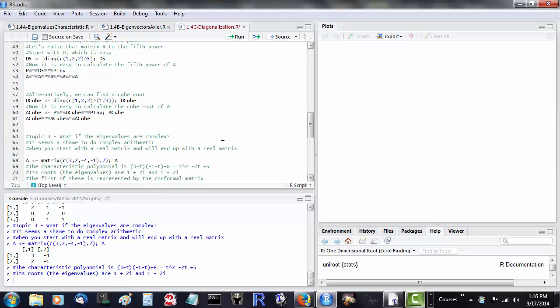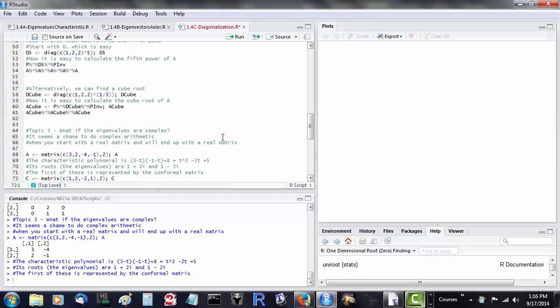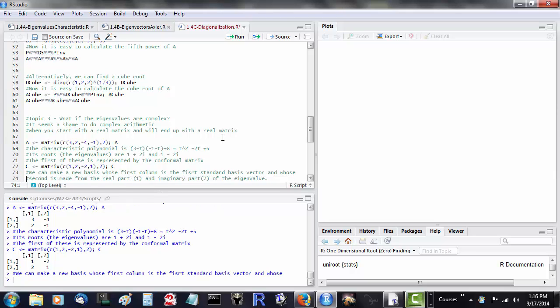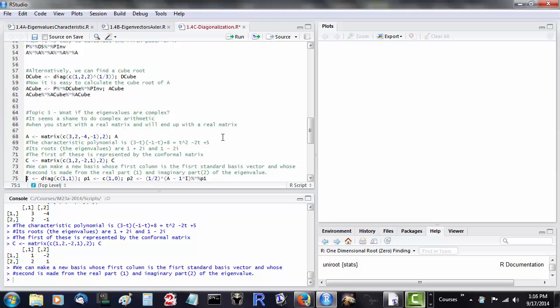But we already know a matrix that behaves like 1 plus 2i. It's the conformal matrix, where the first column is 1, 2. So there's our conformal matrix C. And what you can do in this case is find a matrix P that has real columns. These are not eigenvectors. They're just conveniently chosen in such a way that A is written as P times C times P inverse. Here's the way to do it. You can always choose the first column to be the first standard basis vector.